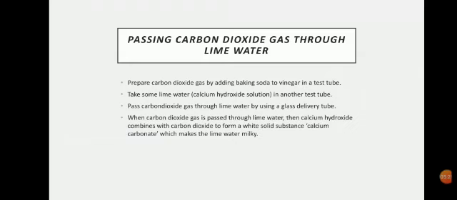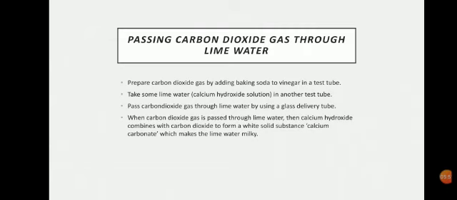What is calcium hydroxide? Calcium hydroxide is a base. Take some calcium hydroxide, put some water into it and make a solution, lime water solution. Now take two test tubes adjacent to each other: the test tube which contains baking soda and vinegar, that produces carbon dioxide gas, and another test tube which contains freshly prepared lime water.